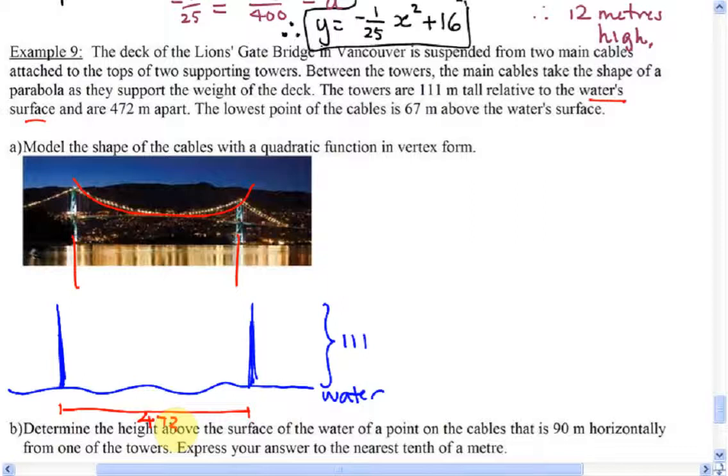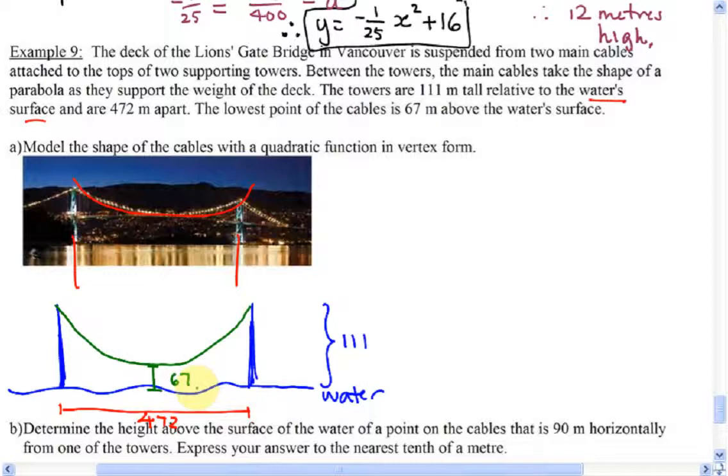And what else does it say here? The lowest point of the cables is 67 meters above the water surface. So if I were to draw the cable like this, coming down, the lowest point here is 67 meters above the water's surface.